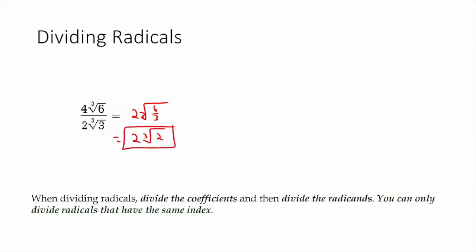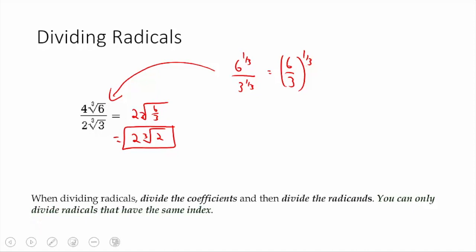So again, exponent rules would be really helpful in this case. So if you can't remember your exponent rules, you're going to want to go back and remember that this is really just 6 to the 1/3 over 3 to the 1/3, and that by definition is going to be 6 over 3 to the 1/3. So I really impress upon you the importance of knowing your exponent rules to do so. But otherwise, it's the same process as multiplication. Just make sure the radicals have the same index and we're good to go.